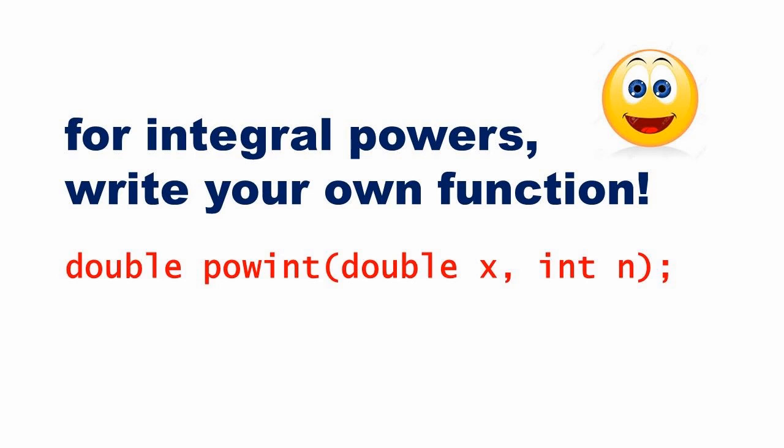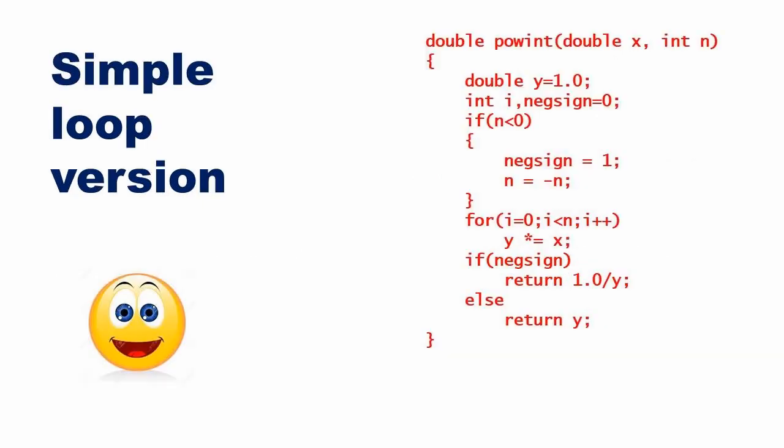So what can you do? For integral powers, write your own function, double pow(double x, int n). When the exponent is an integer, it's better to write your own function. It makes the program very efficient and improves the speed considerably. You can use a simple loop version, which I mentioned here. Simply go through a loop, multiply the values, and you get the nth power.